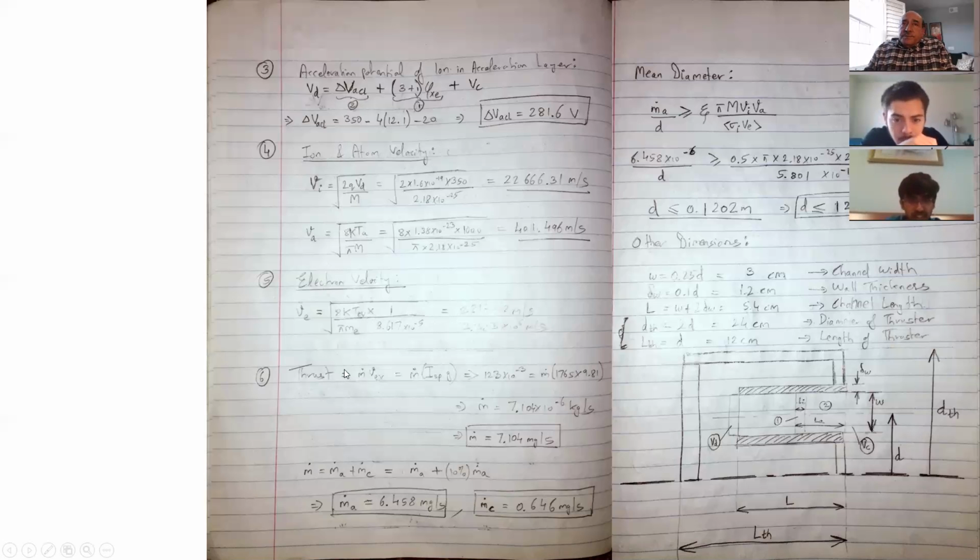In any case, moving on, the goal of point number 6 is to obtain m dot a, m dot c, and the total m dot. Now m dot a is the mass flow rate in milligrams per second of xenon gas coming out through the anode, and m dot c is obviously the other one, the cathode.